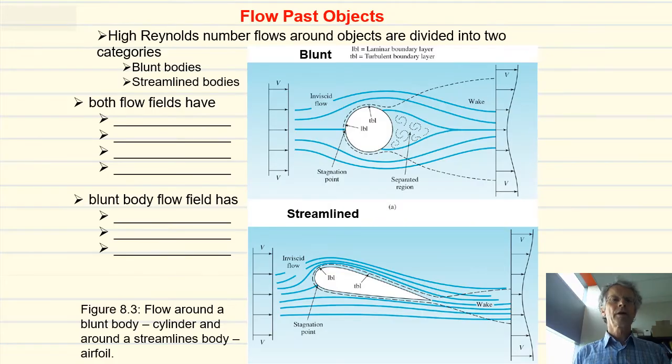So here's figure 8.3 from your textbook, which is comparing the flow past a blunt object, which is a cylinder, and a streamlined object, an airfoil.